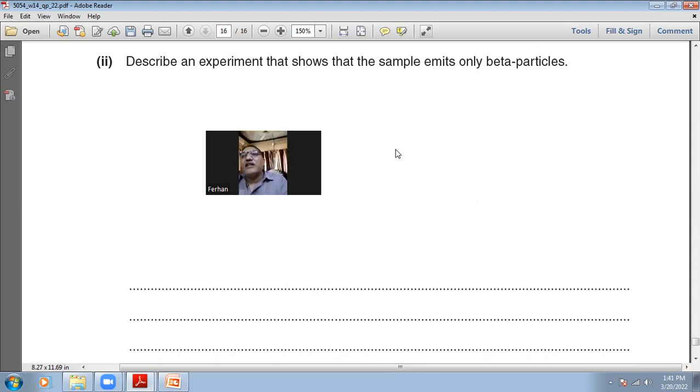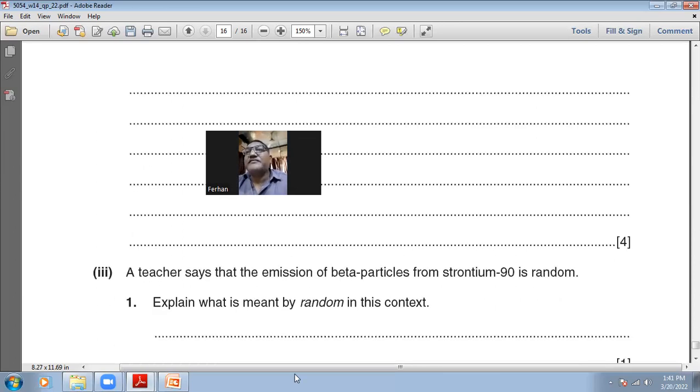That shows that there are no gamma rays, because if the gamma rays were present, they cannot be stopped by the aluminum foil of 5 millimeter. So when you put aluminum foil between the sample and the detector and the reading drops down to the background radiation, that shows that there are only beta particles, no alpha particles, no gamma rays.